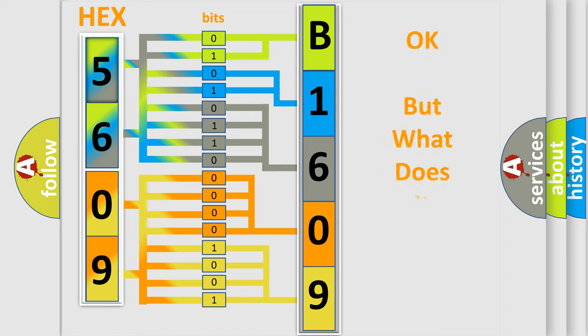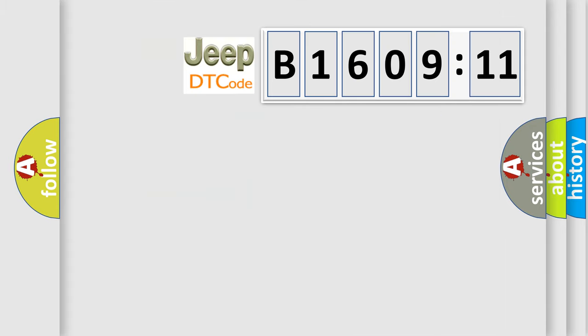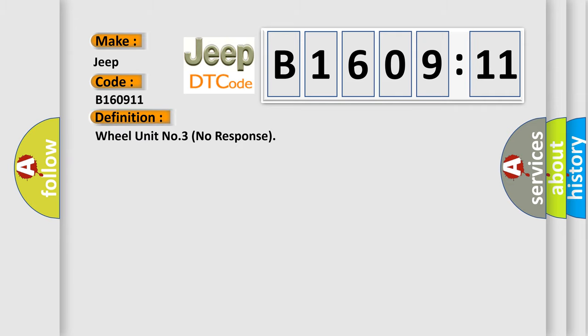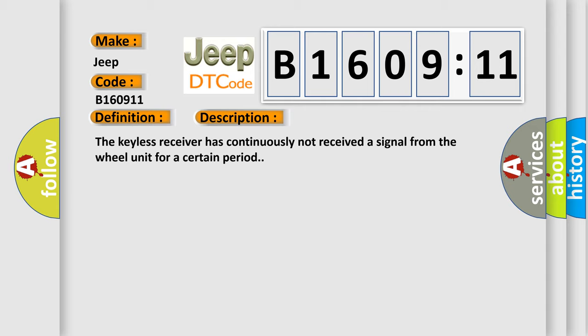The number itself does not make sense to us if we cannot assign information to what it actually expresses. So, what does the Diagnostic Trouble Code B1609-11 specifically mean for Jeep vehicles? The basic definition is wheel unit number 3 no response. And now this is a short description of this DTC code. The keyless receiver has continuously not received a signal from the wheel unit for a certain period.